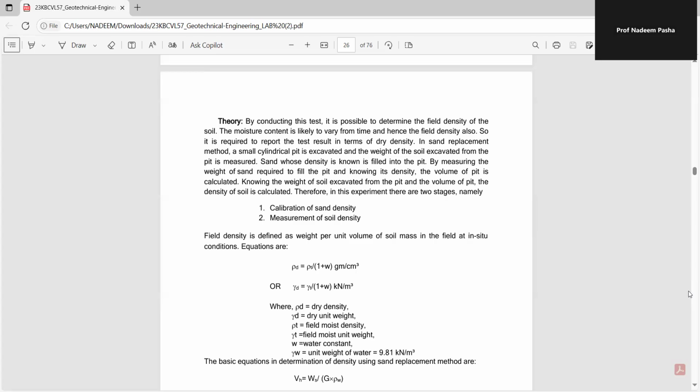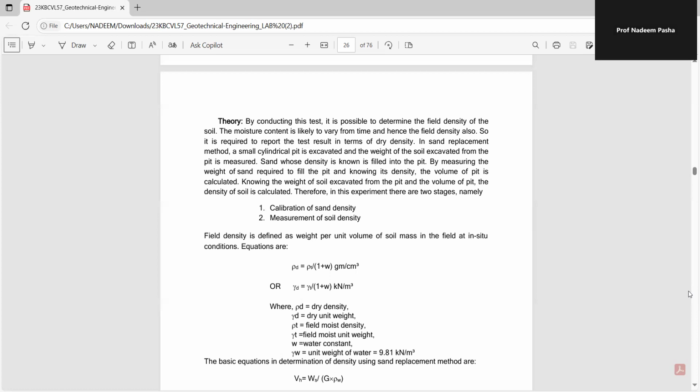Therefore, in this experiment, there are two stages, namely calibration of sand density and measurement of soil density. The test is divided into two parts. Field density is defined as weight per unit volume of soil mass in the field at the in situ condition.